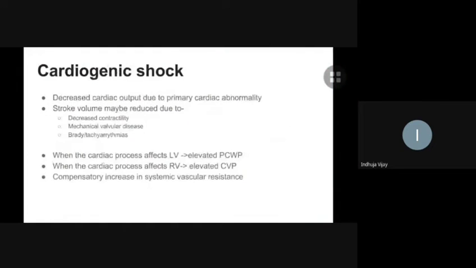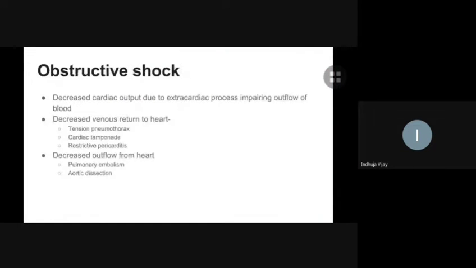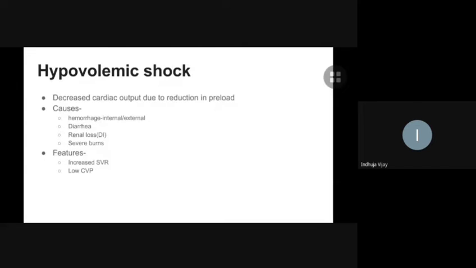Hypovolemic shock. So there is decreased cardiac output due to reduction in preload. So the common causes of hypovolemic shock are diarrhea and vomiting. Okay, burns, severe burns. In severe burns, there'll be fluid loss. Okay, or any hemorrhage in road traffic accidents, both internal as well as external hemorrhage, and renal loss, as seen in diabetes insipidus. So the features would be a compensatory increase in systemic vascular resistance and a low central venous pressure.